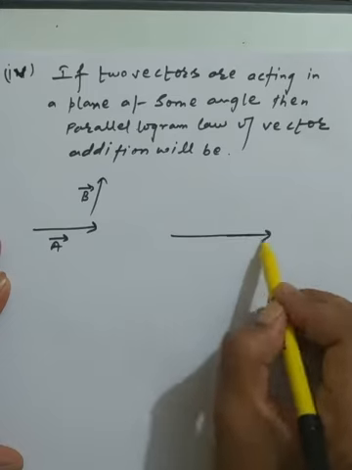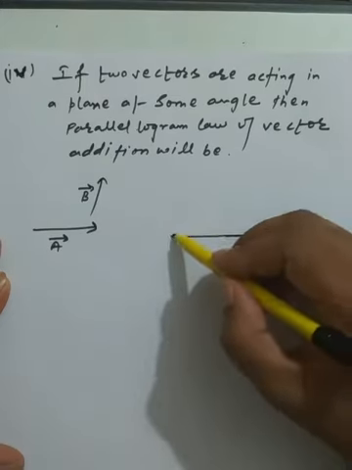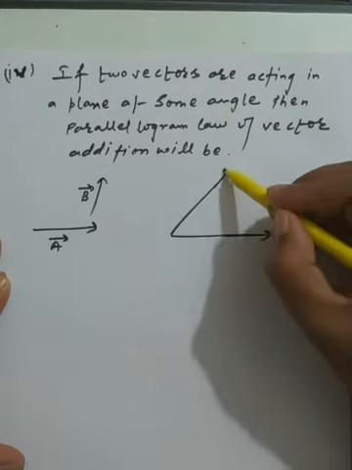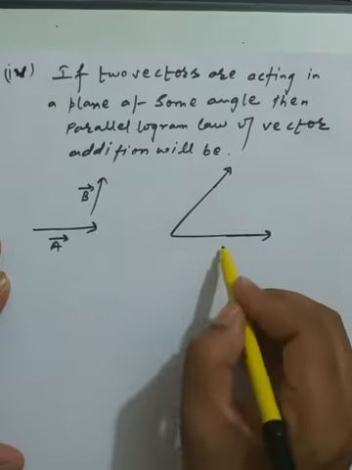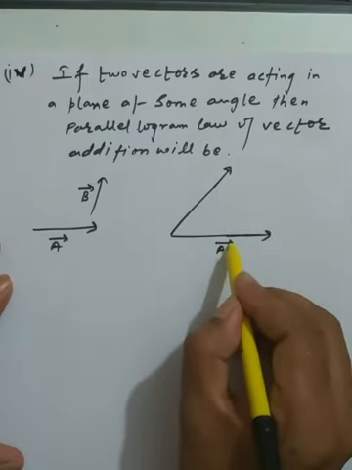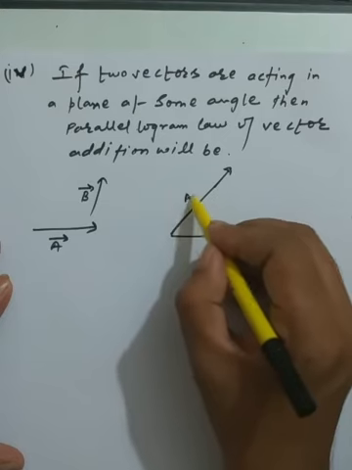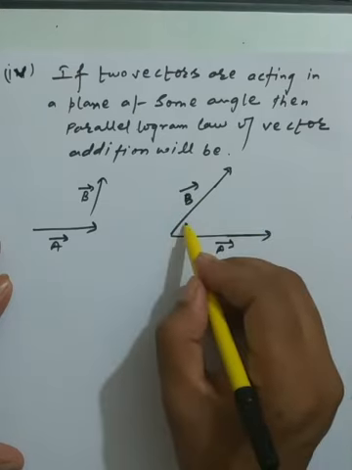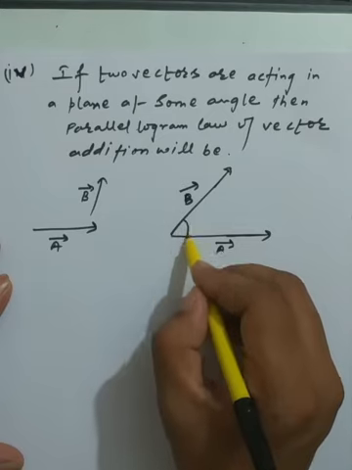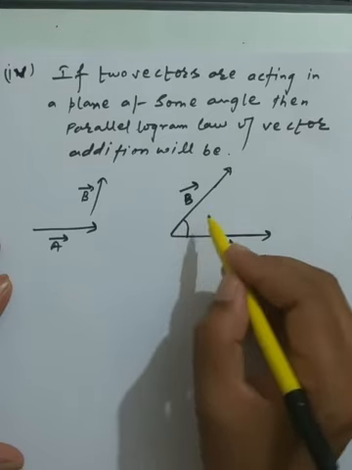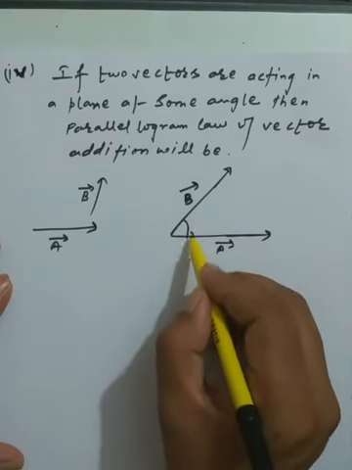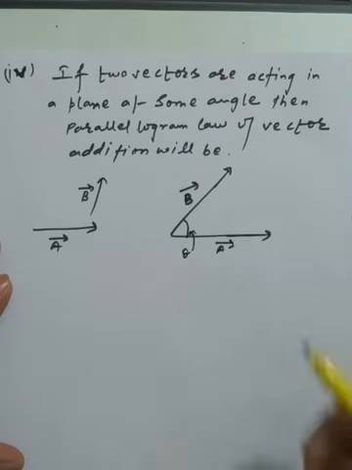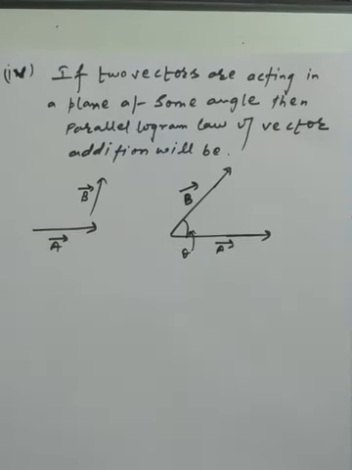So we have one parallelogram in which two sides of the parallelogram are represented by two vectors. This is the vector B and this is the vector A, and whatever the angle between the two sides, that is called theta. At this time I am representing it here because I have to represent the resultant here.